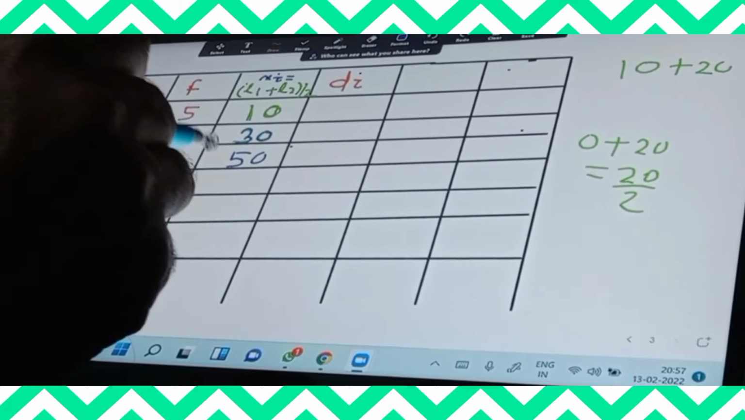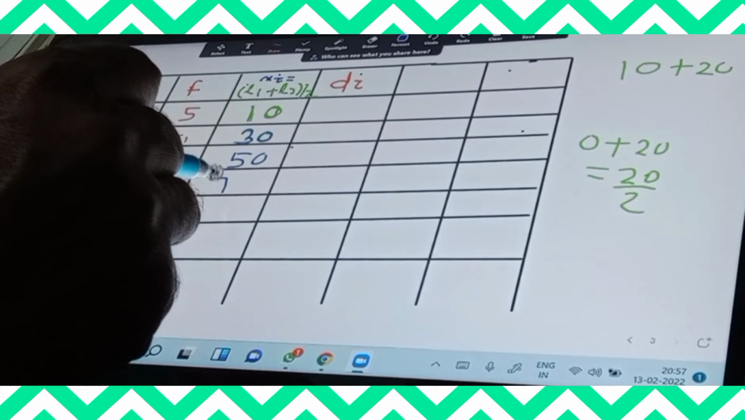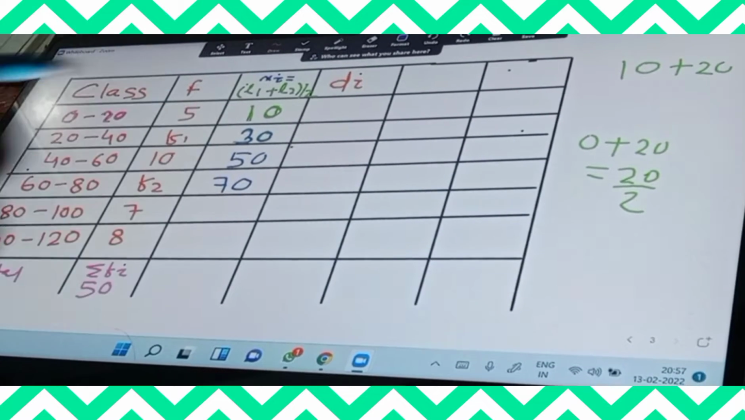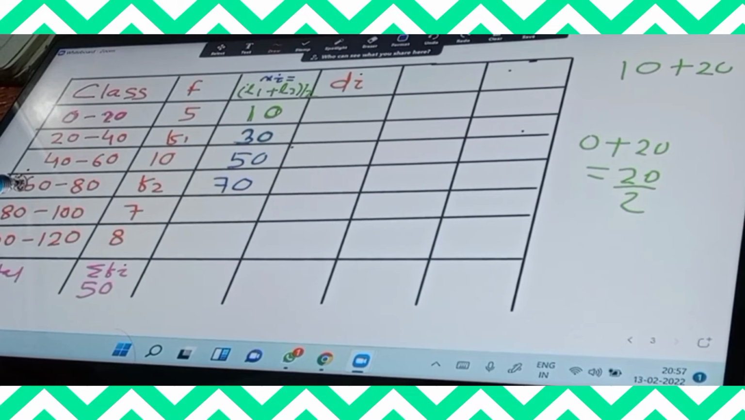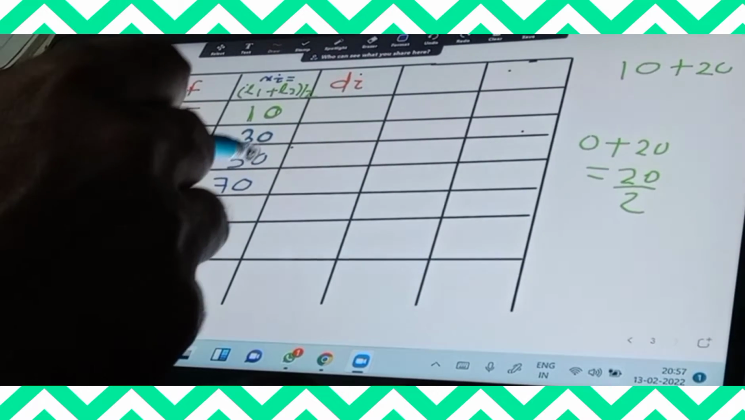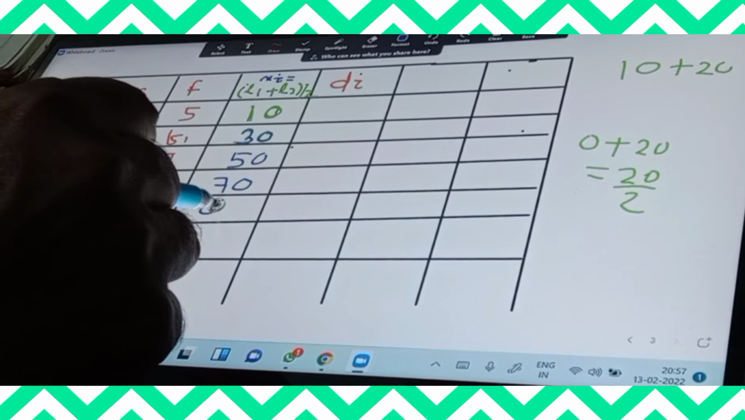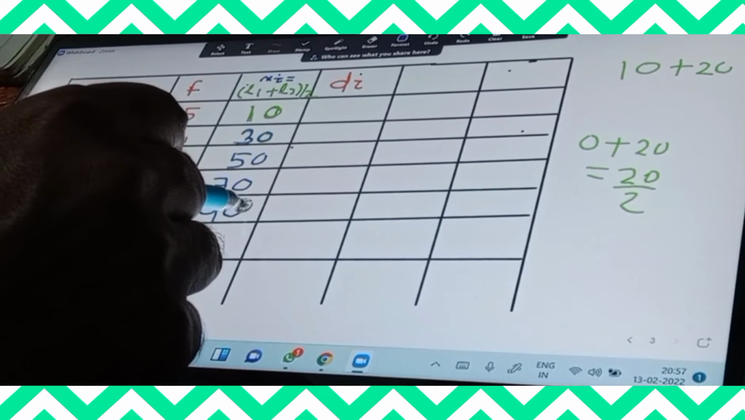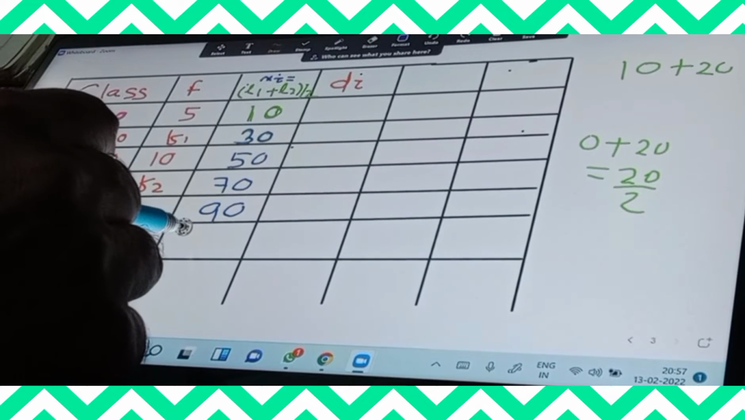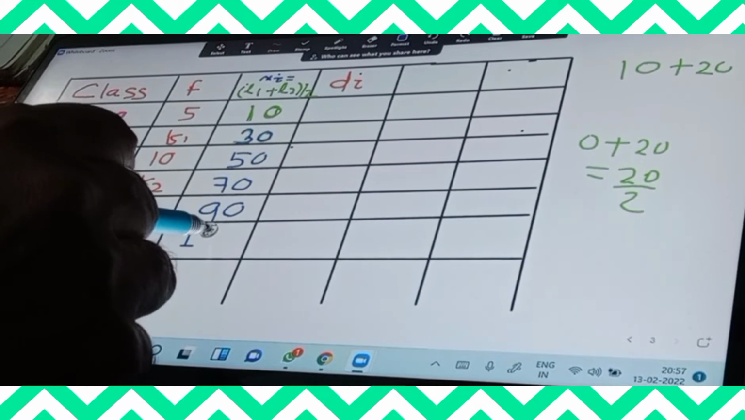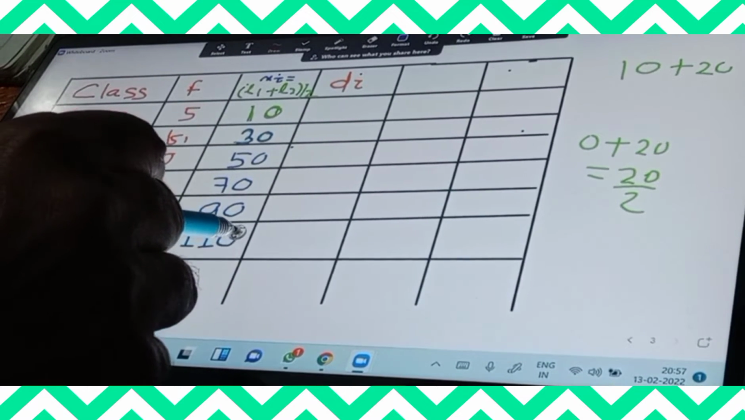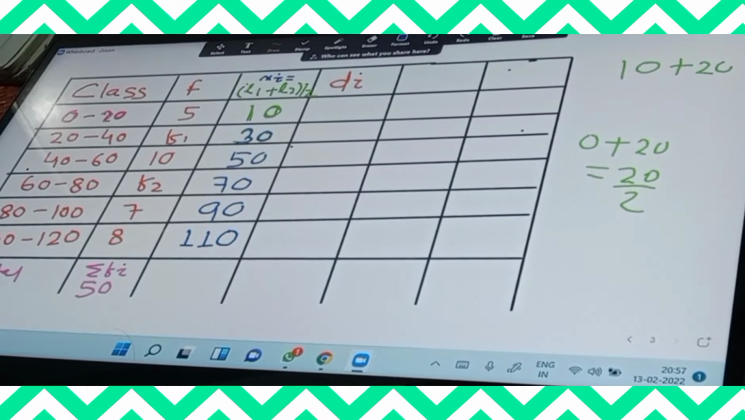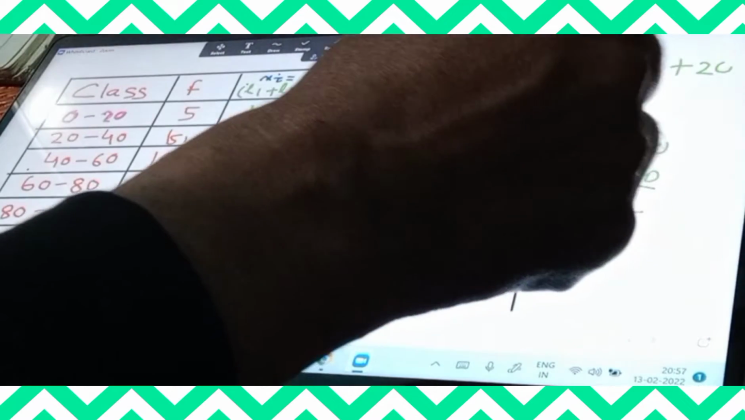Similarly, 50 plus 20, which is 70, is the class mark of 60 to 80. You can also see 60 plus 80 is 140, by 2 is 70. Understand? Similarly, 70 plus 20 is 90, the class mark of the next class interval, and 90 plus 20, which is 110, is the class mark of the next class interval. Understand? So after finding the class marks, students, all of you have to find out the deviation, and the deviation formula all of you know.